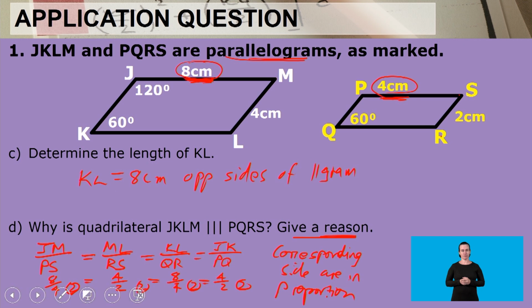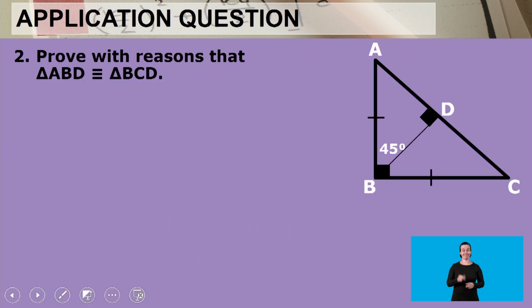Okay, let's look at the next one. Question 2. Prove with the reasons that triangle ABD is congruent to triangle BCD. Triangle ABD is that triangle there, congruent to triangle BCD, which is that triangle there. What do we have? Look at the markings, that will always assist, and we start with that.